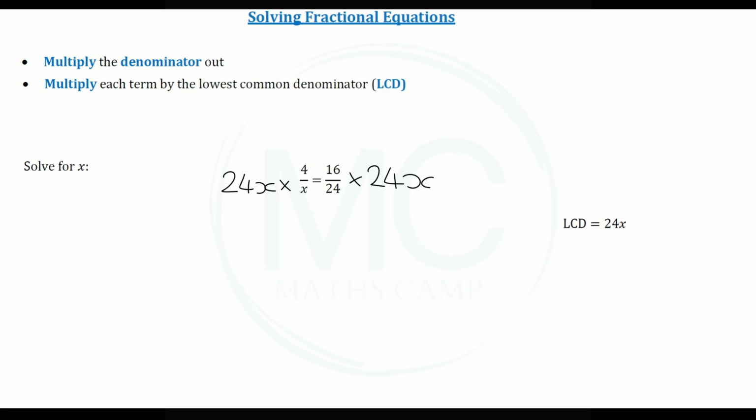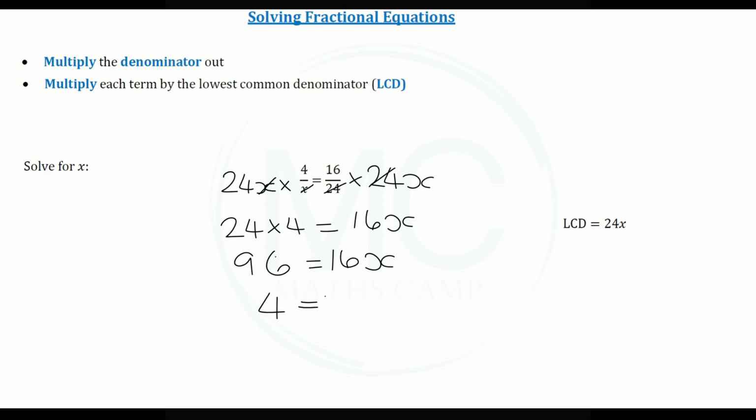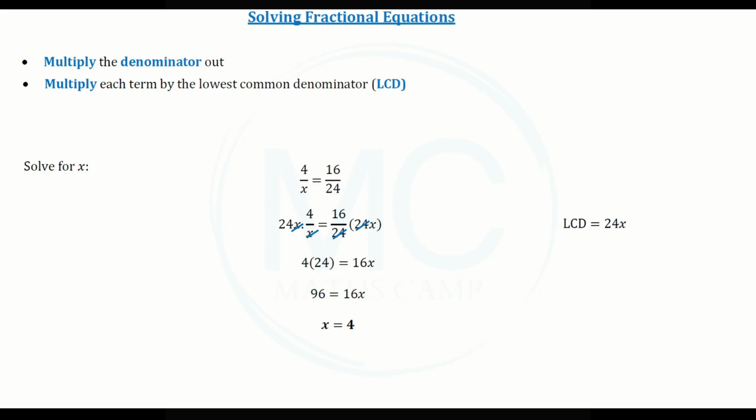And now we can cancel. We have x and x, so we're left with 24 multiplied by 4. On the right hand side, the 24's cancel and we're left with 16x. Let's multiply 24 by 4. 4 times 4 is 16, 4 times 2 is 8, so we get 96 is equal to 16x. Divide both sides by 16 and we see that 4 is equal to x. Please remember that it does not matter which side of the equal sign your x is on, as long as it is positive and without a coefficient.